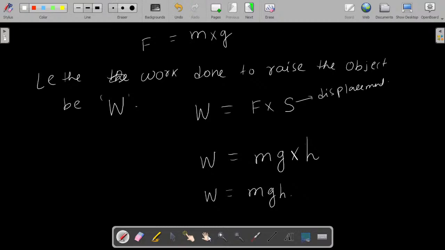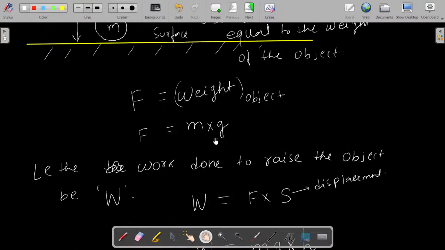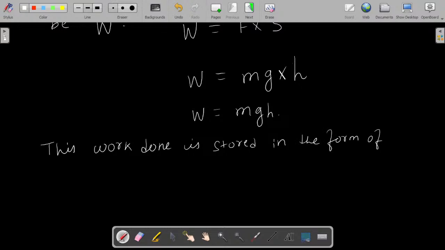Okay, you see here the displacement is vertical. The displacement is how much? h only, vertical displacement. That's why you have to write here h. So this work done is stored in the form of potential energy. Therefore, work is equal to potential energy. Whatever work you are doing, that will convert into energy.